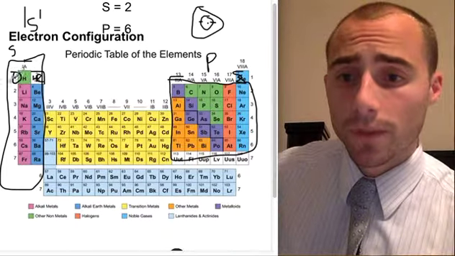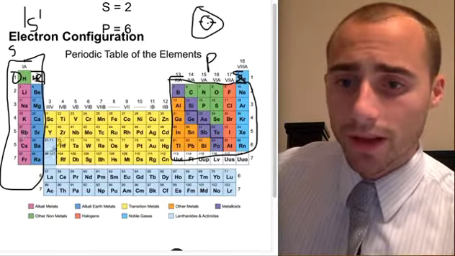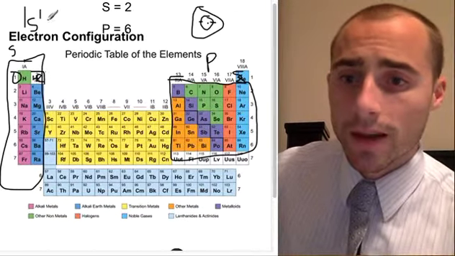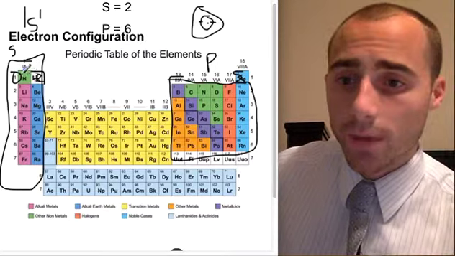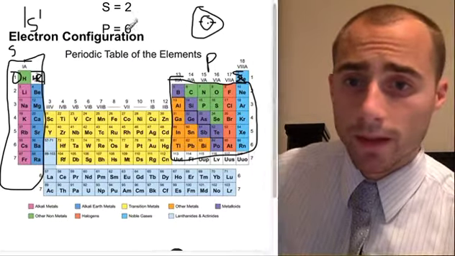We get the 1 from its period. We get the S because it's in our S subshell right here, one of these 2 columns. And then we get the 1 because it has 1 electron. Good? Okay, let's look at helium.